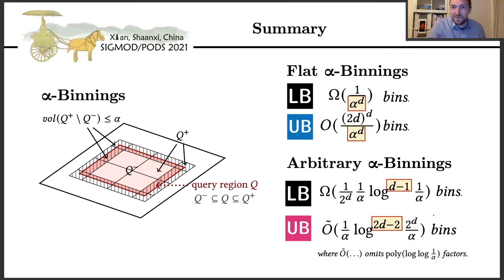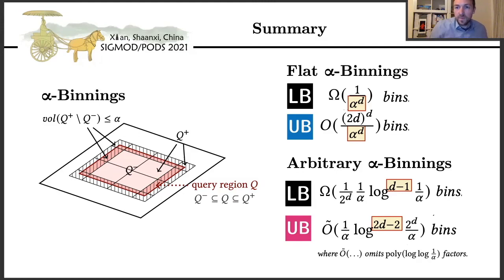All right, so let me just give you a quick summary. So the basic problem setting is alpha binnings. So we are allowed to select a repository of bins. And for each of these bins, we will prepare some statistics. And then we get some query region, and we need to be able to produce a union of these bins, which gives us a Q minus, which is contained in the query region, and a Q plus, which contains the query region. And the difference of volume between Q plus and Q minus is at most alpha.